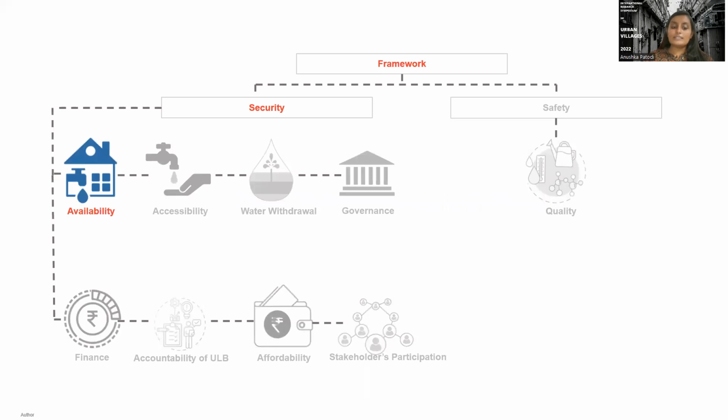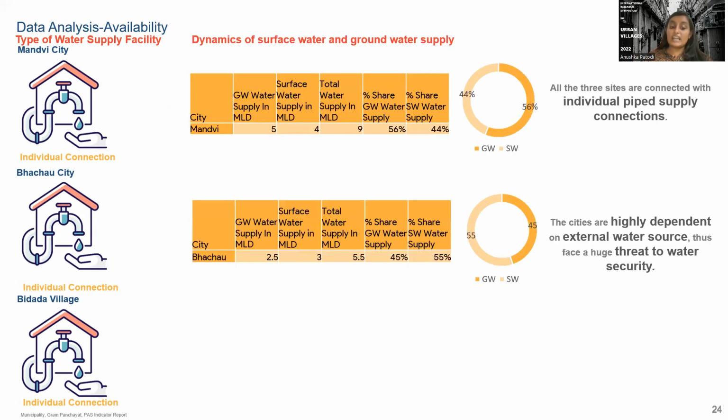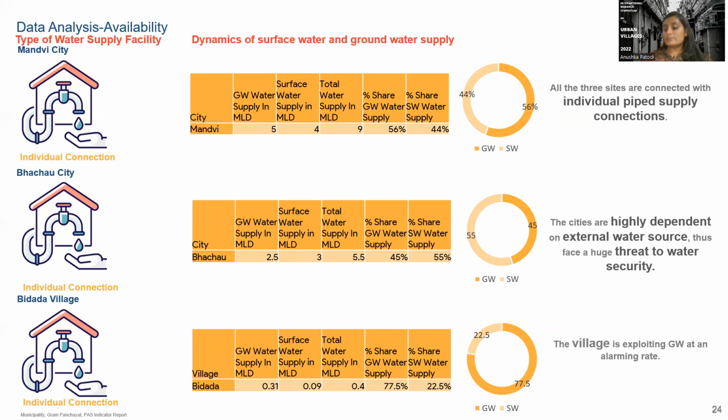Coming to the first component, which is availability, the data analysis for the same is as follows. The first indicator is water supply facility. All the three sites are connected with individual pipe supply connections. The second indicator is dynamics of surface water and groundwater supply. Looking at the data, it is seen that the cities are highly dependent on external water sources, and thus face a huge threat to water security, whereas the village is exploiting groundwater at an alarming rate by using 77.5% of water through groundwater.